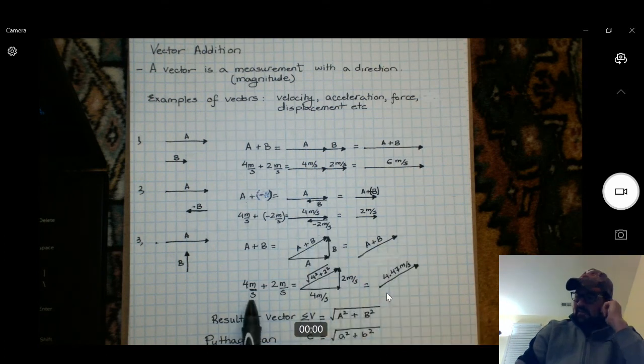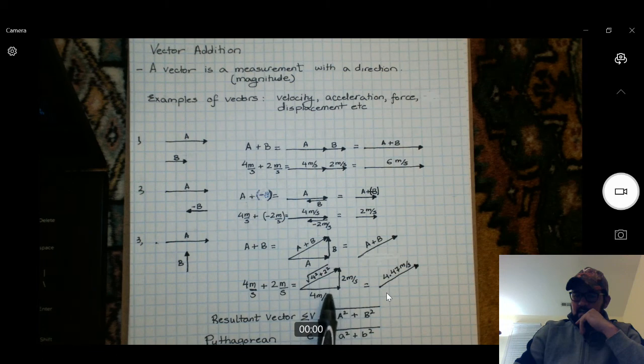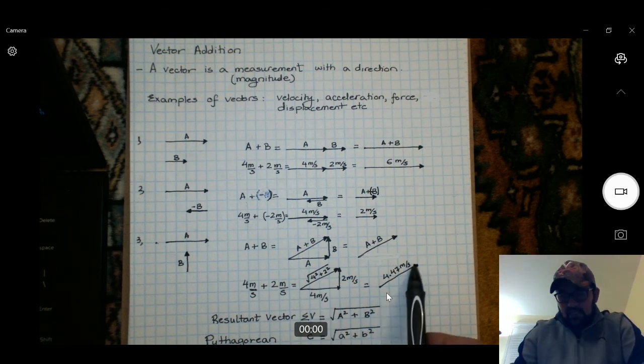So for example, if vector A was 4 meters per second and vector B was 2 meters per second, as you can see, I've drawn them here perpendicular to each other where they're touching head to tail. This would be the resultant vector. It would be the square root of A squared plus B squared. So the square root of 4 squared plus 2 squared, which is going to be equal to 4.47 meters per second in this direction.